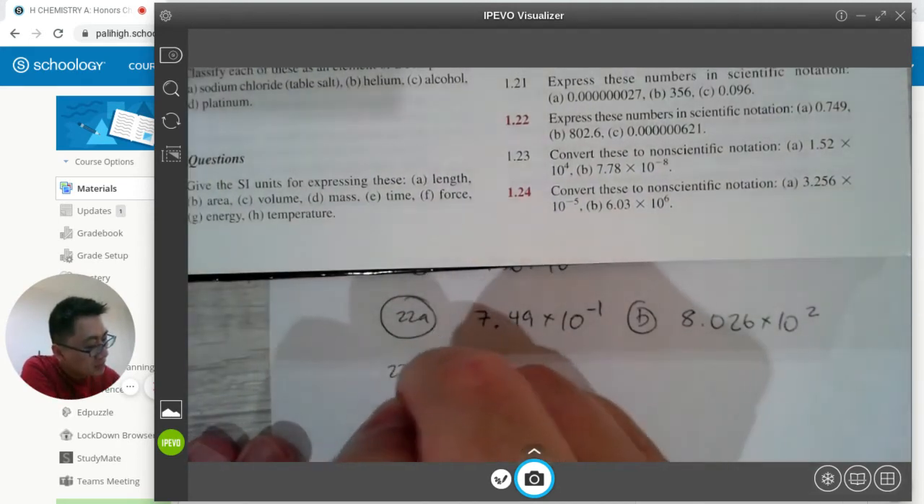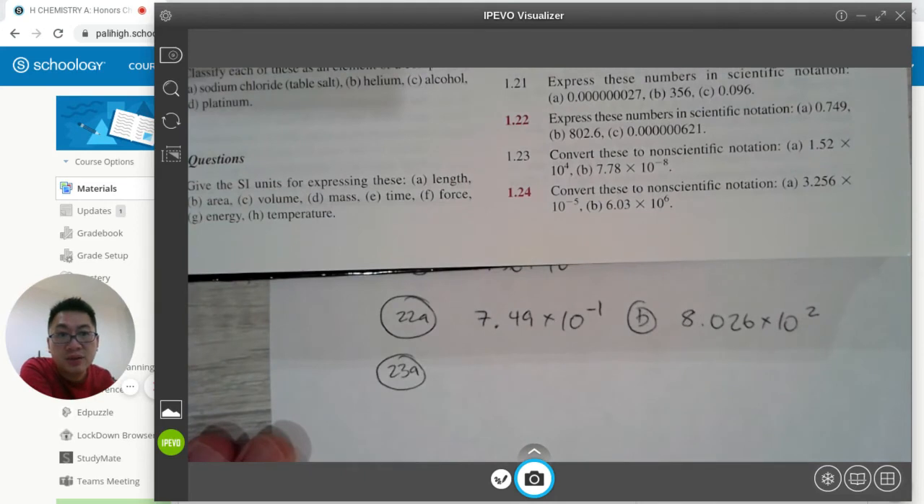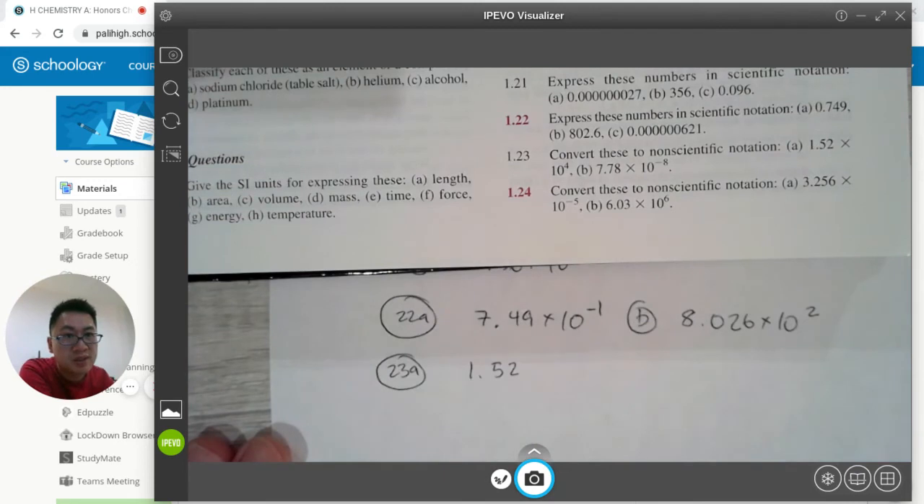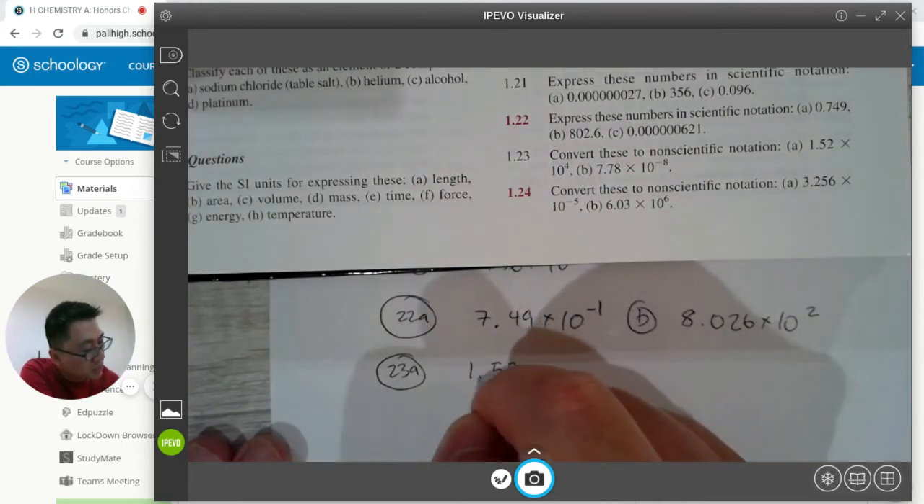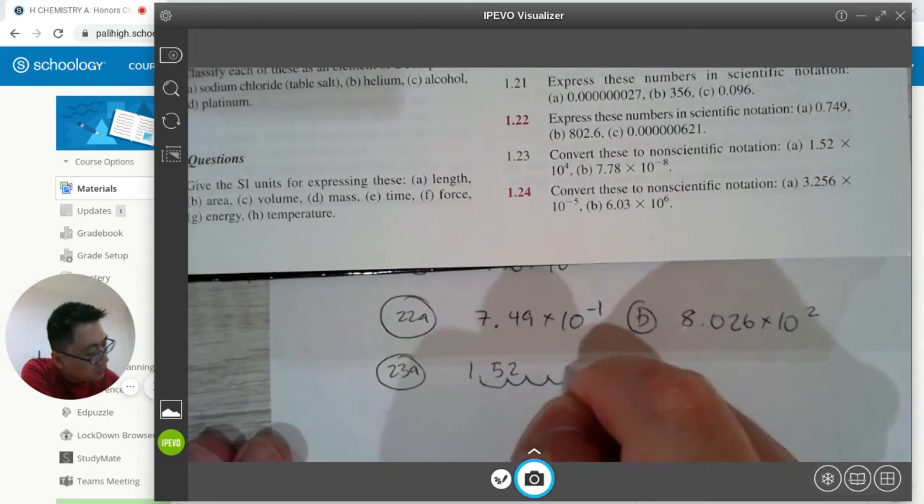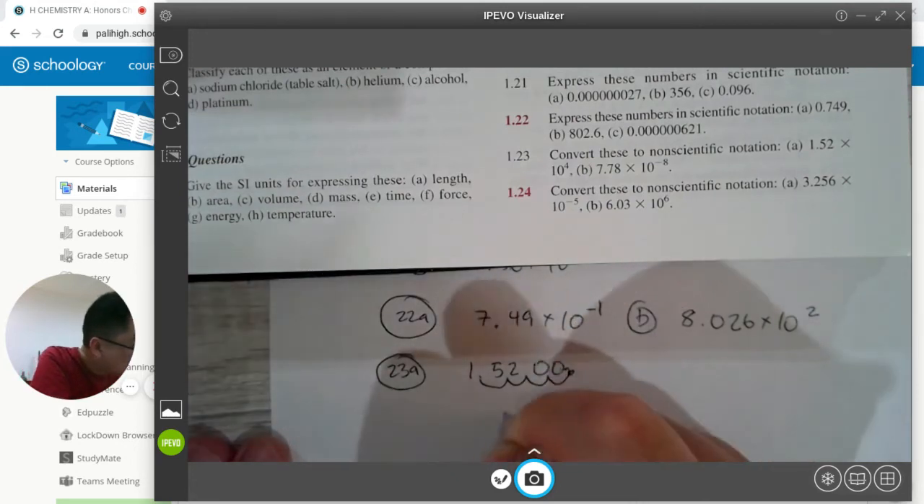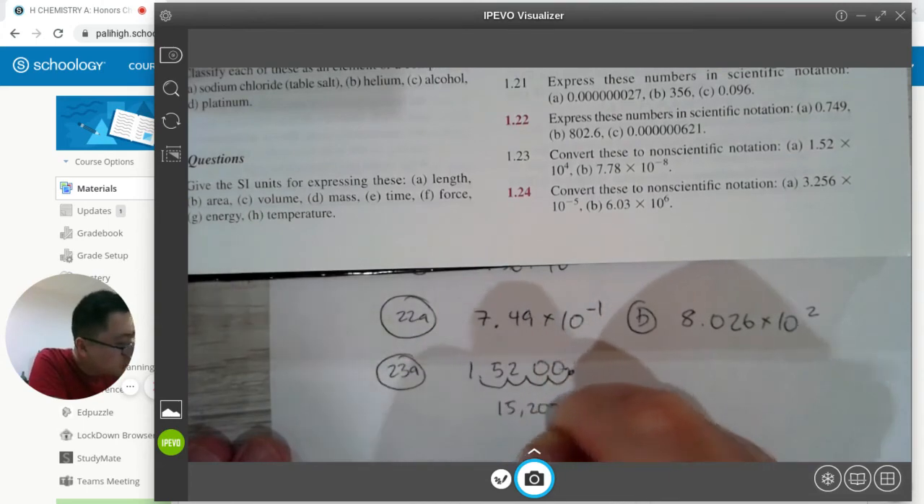23a. Convert these into scientific notation. 1.52 times 10 to the fourth. I'm going to actually write the whole thing. 1.52 times 10 to the fourth. Well, the reason why I'm writing is because I want to move the decimal point over 4 times. It's positive 4, so this is going to be a big number. I'll move it 1, 2, 3, 4. I'll fill those in with zeros. So in other words, this is, was it 15,200.